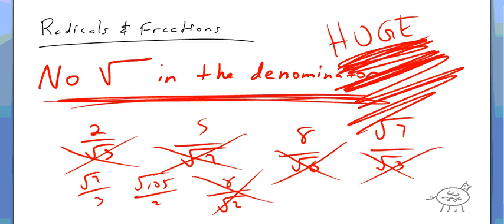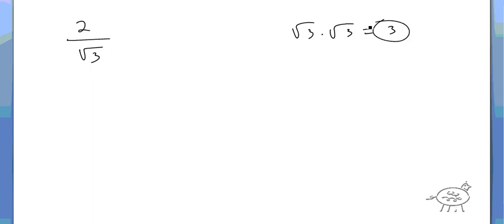So let's talk about how we actually simplify these. If I have 2 over the square root of 3, I want to get the radical out of there. The only way to get rid of a radical, if you remember we did multiplication in yesterday's lesson, is this: what's the square root of 3 times the square root of 3? Isn't that just 3? Remember we learned that yesterday?